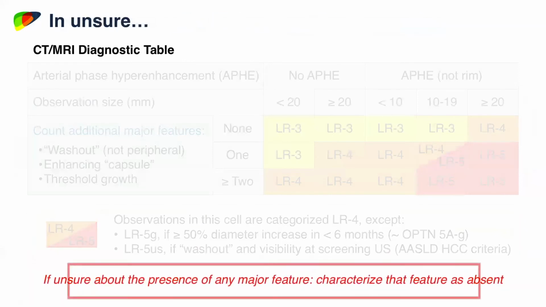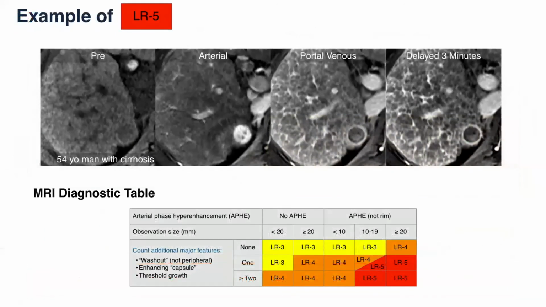Okay, now, if unsure, so what if after all this you're unsure? Actually, let me slow down, sorry. For each one of these features, APHE, washout, capsule, growth, if you're not sure about that feature, characterize that feature as absent. So if you're not sure whether something is present, it is not present. Let's look at some examples.